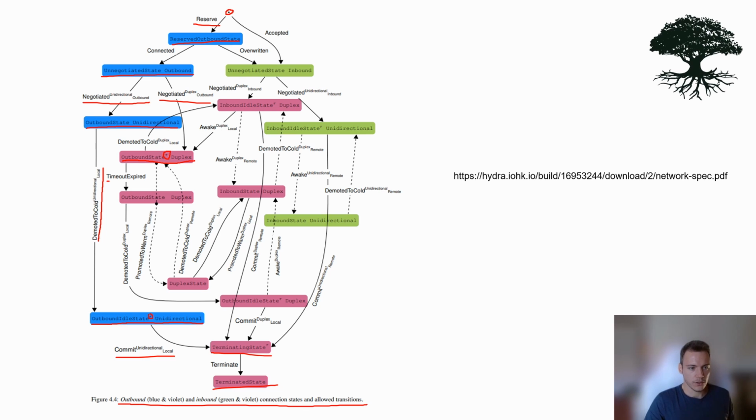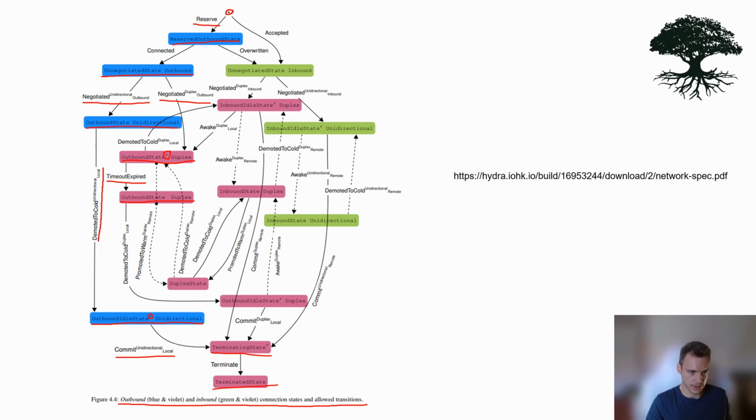Okay, let's take a look at what happens if the timeout expires. Then we go into the outbound state duplex. So this is still a duplex connection, even though it's used only in one way. The result of the negotiation is duplex, but only our node is using the mini protocols towards the other node. The other node did not start the mini protocols on time, the timeout expired, and we are the only ones using this connection.